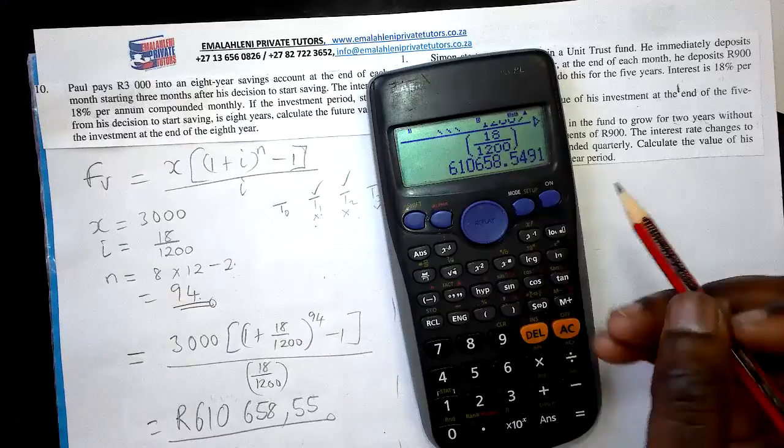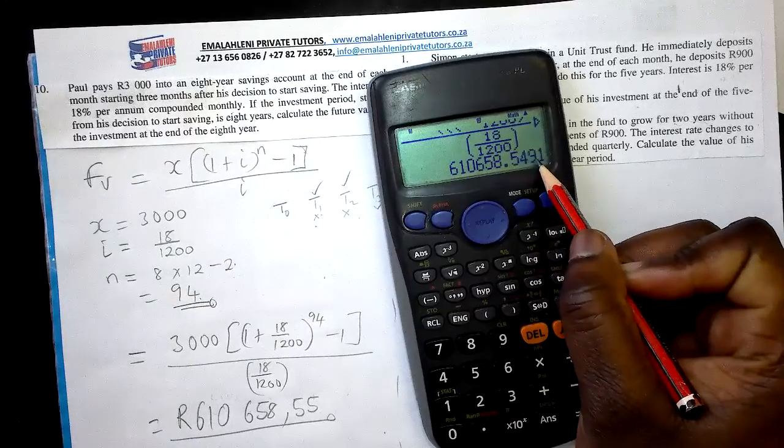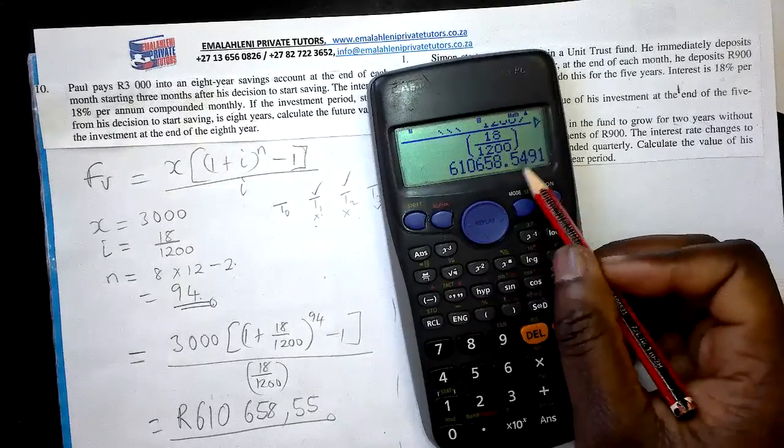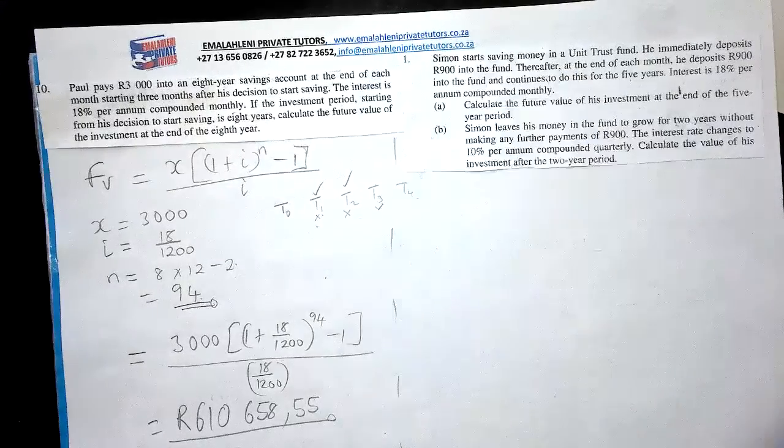Hey guys, please make sure that you check the number after the second decimal. If it's above 5, you add 1. If it's not above 5, you just remain like that. Okay. Now let's move on.